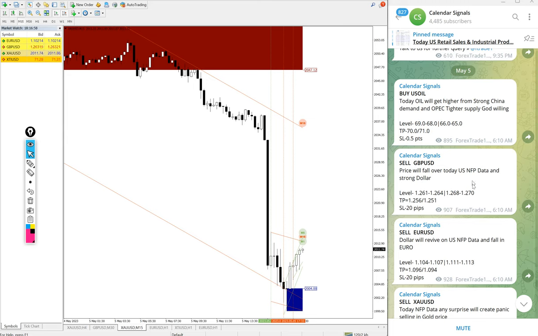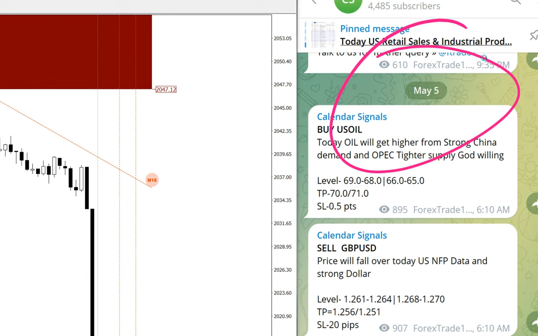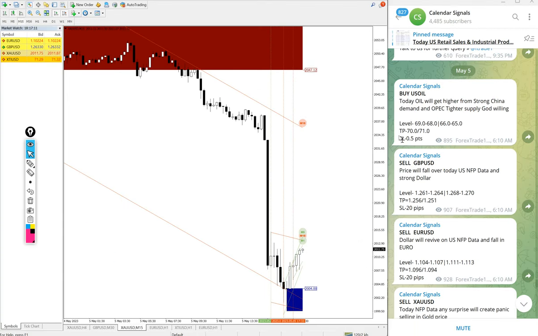Today we are going to give you the performance update of our calendar signals. Today's date is May 5. You can see the date pop up here, May 5, on our Telegram channel. And today we gave the following signals: buy USOIL, sell GBPUSD, sell EURUSD, and sell gold. These four signals were given based on strong reasoning. That is mentioned here, the reason why we are giving the script to buy or sell.